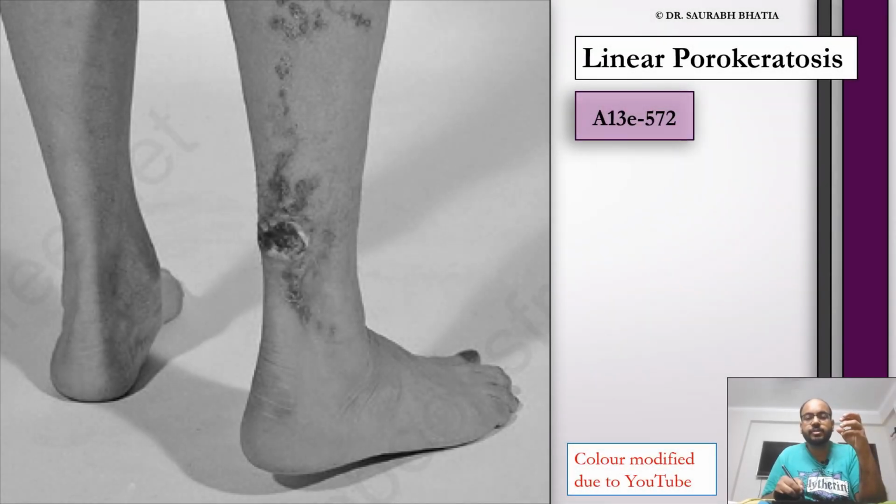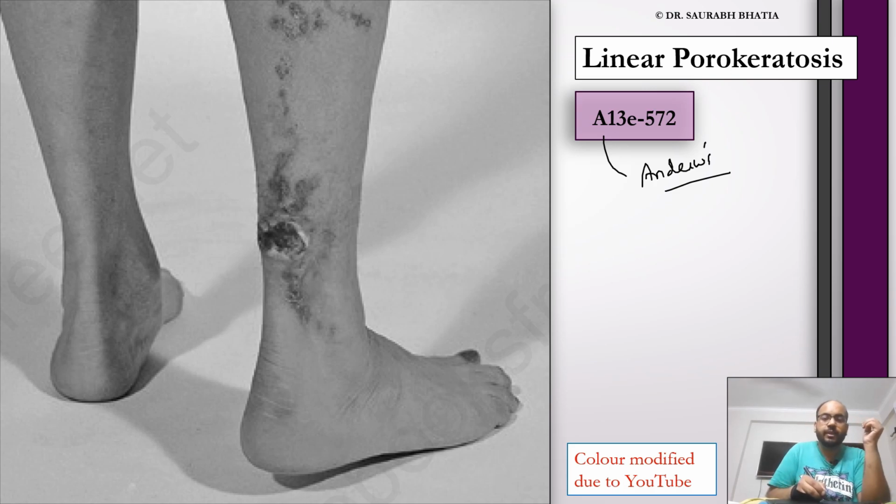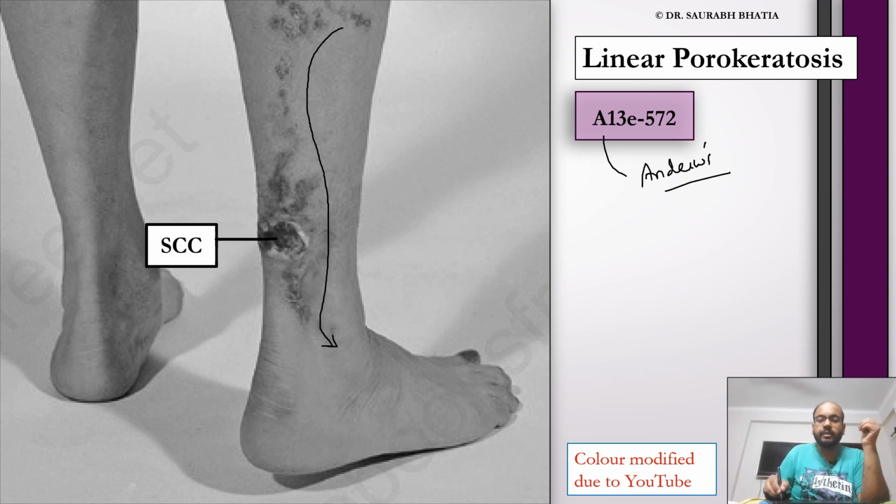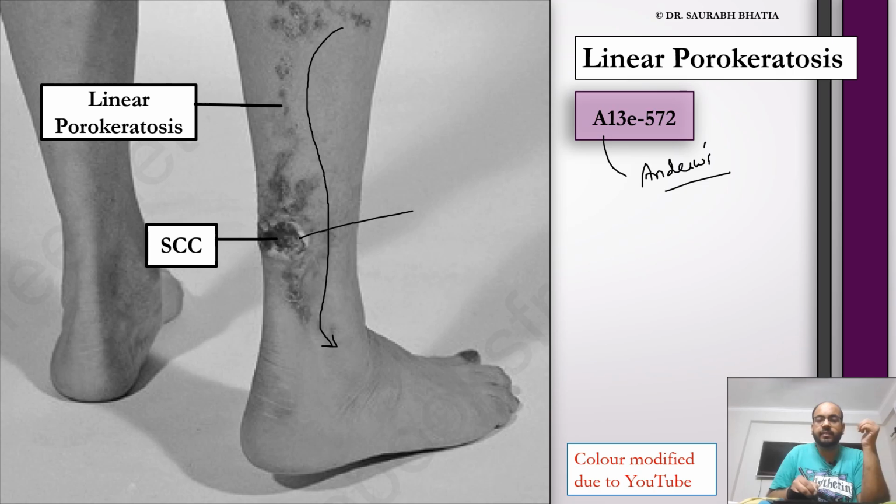So this is another picture of linear porokeratosis which I've taken from Andrews. So A is Andrews' textbook of dermatology, 13th edition, page 572. And you can easily look at the linear arrangement of the porokeratotic rim, and this area is an SCC which has developed. The squamous cell carcinoma arising over linear porokeratosis. Why? Because linear porokeratosis has the highest probability of transforming into a carcinoma. Let's move forward.